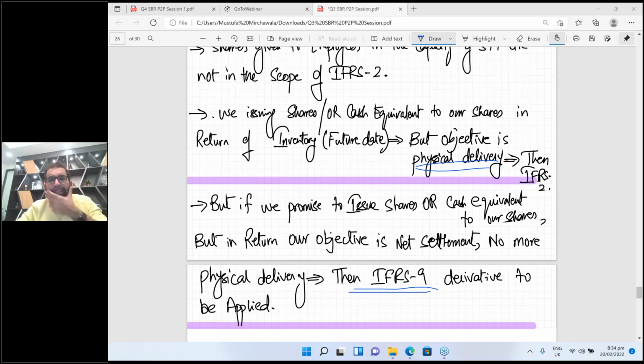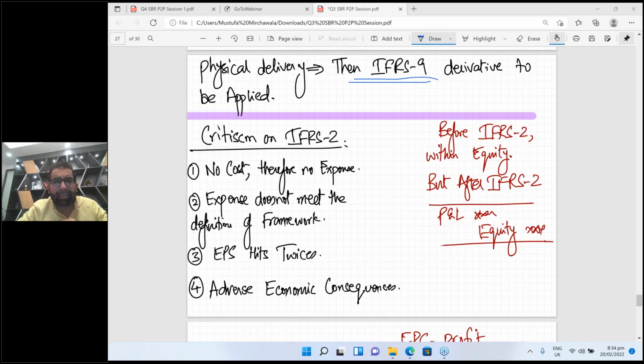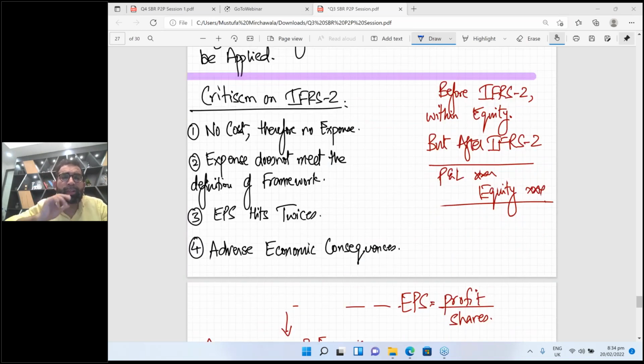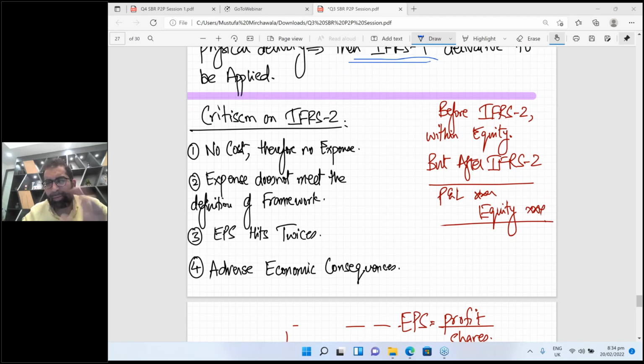Now this is basically a criticism of IFRS 2. Back in around, if I'm not wrong, 2005 or 6, IFRS 2 came. So when IFRS 2 came, the whole accounting world got disturbed. All accountants and directors got angry. They started crying. IFRS 2 made them cry. All the big multinationals cried. Why? Look here.